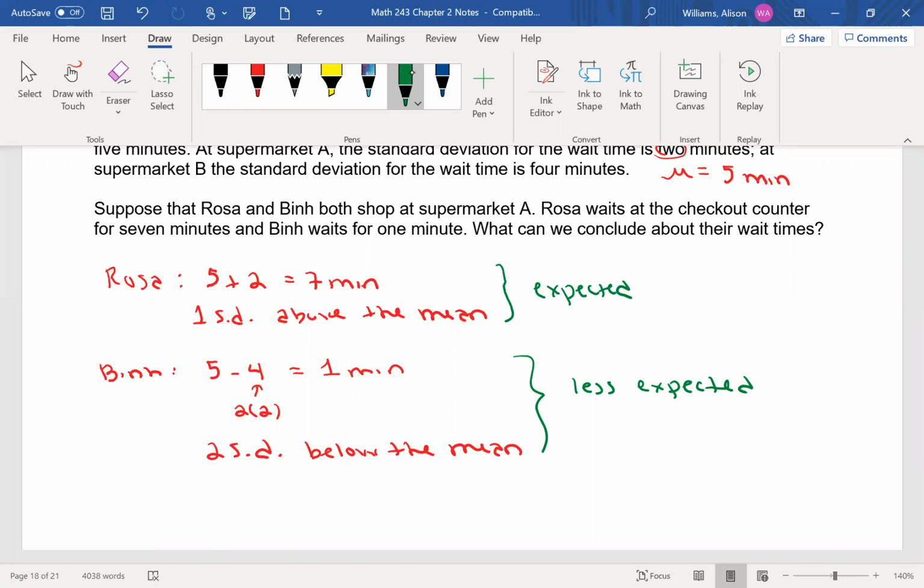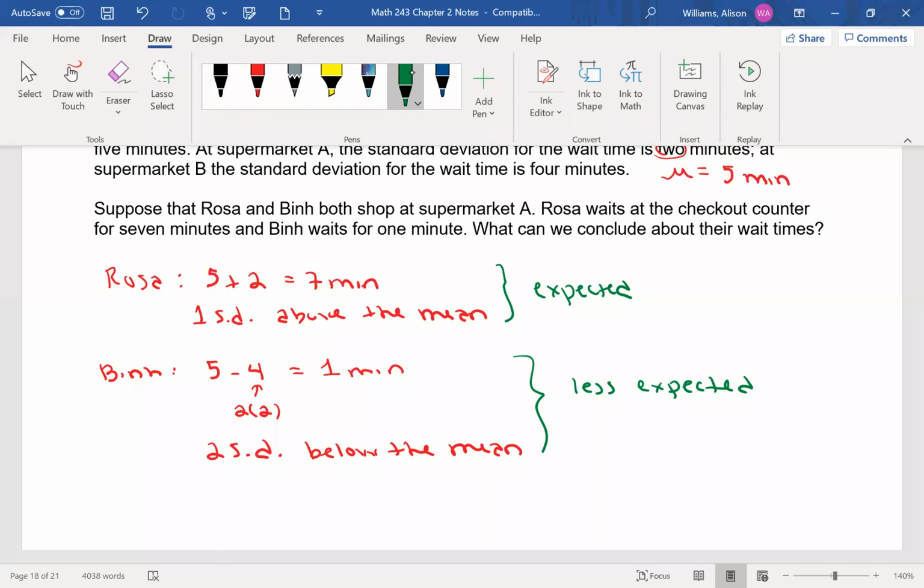If I had changed all of this information to be at supermarket B, then Rosa is half a standard deviation away. So she's not even 1 standard deviation away from the mean. And then Ben would be 1 standard deviation away from the mean. So both of their wait times would be expected at supermarket B. In fact, Rosa could count herself lucky, because only waiting 7 minutes at supermarket B, waiting 9 minutes wouldn't be unheard of.